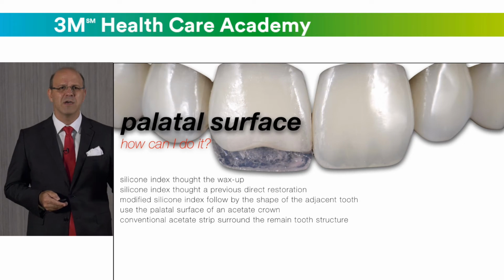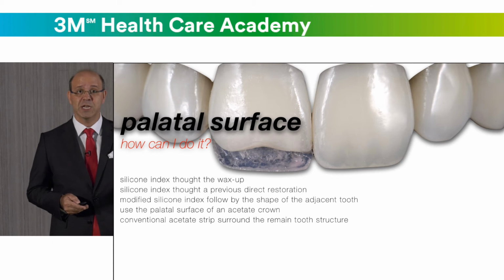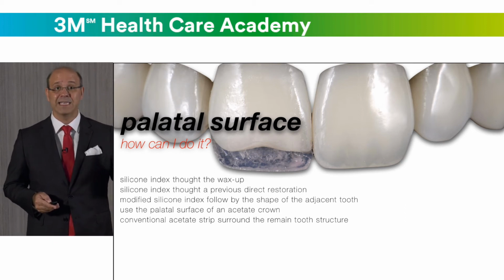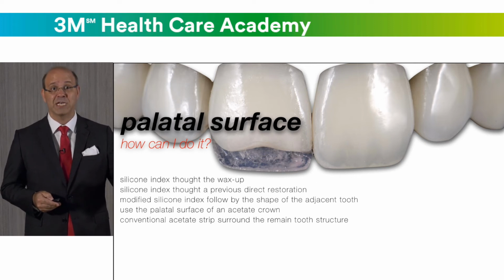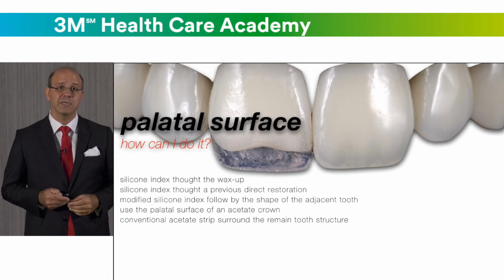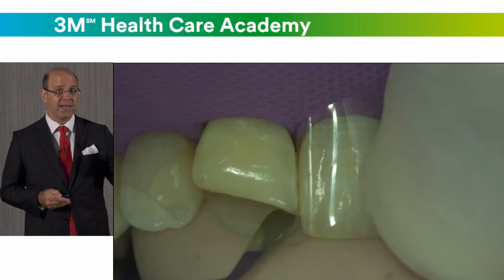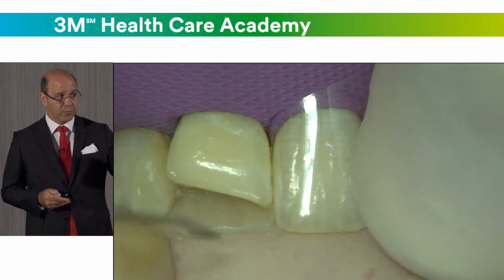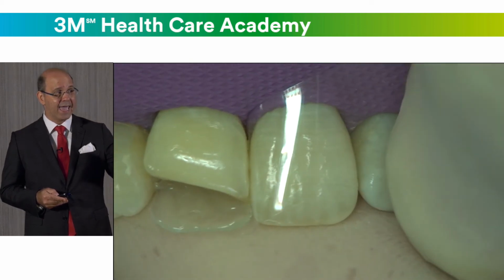We have different ways to do it, from the silicone index to the wax-up, to a diagnostic restoration, or mock-up restoration, also some kind of acetate crown. But one of the simple ways, like for some kind of emergency we have in our office, is to use a celluloid matrix that you just surround the tooth with your finger, just hold on the palatal on the same level of adjacent tooth. Then you pick up the composite, put the composite on top of the matrix, give more or less the shape you want, and light cure.